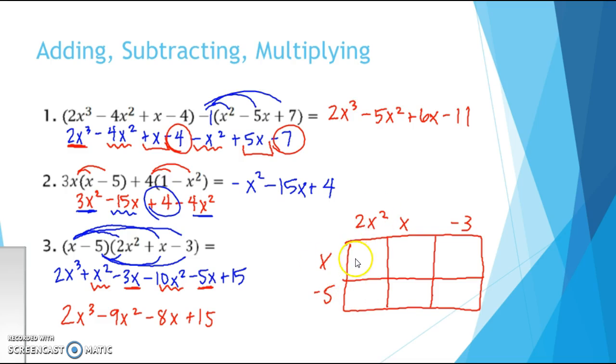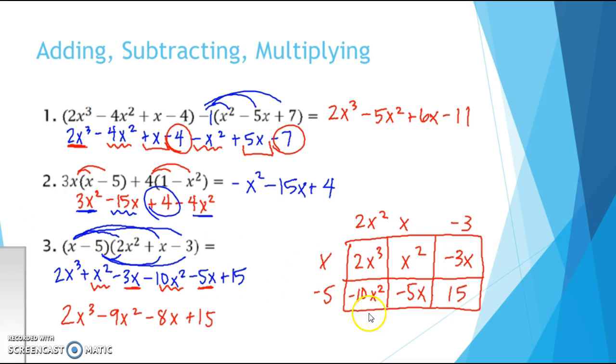So then x times 2x squared is 2x cubed. X times x is x squared. X times negative 3 is negative 3x. Negative 5 times 2x squared is negative 10x squared. Negative 5 times x is negative 5x. And negative 5 times negative 3 is 15.